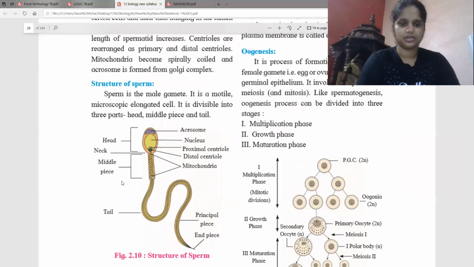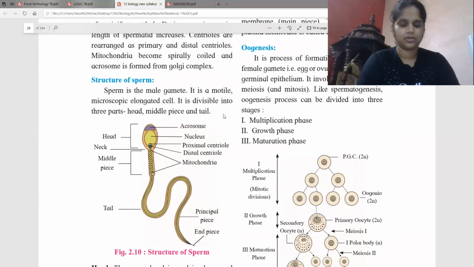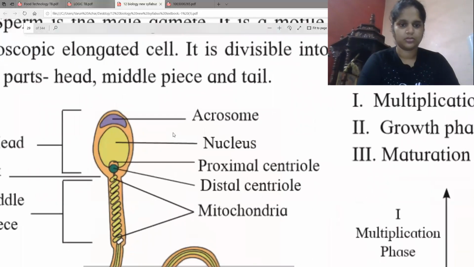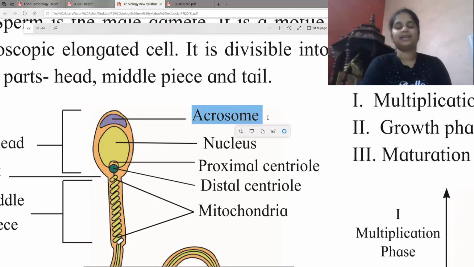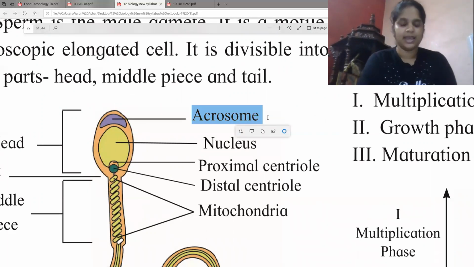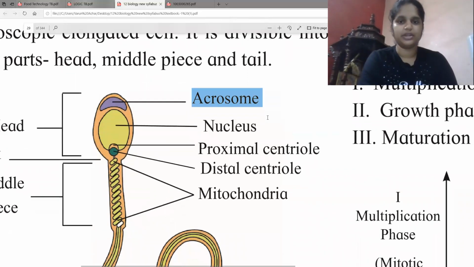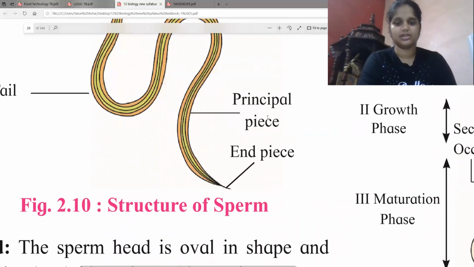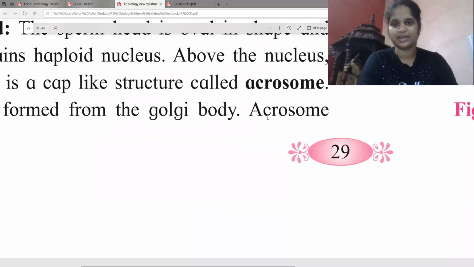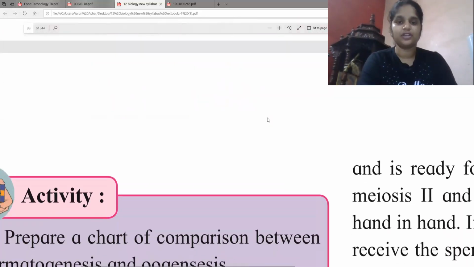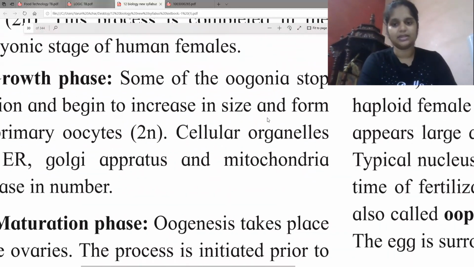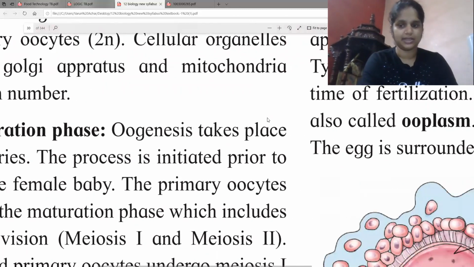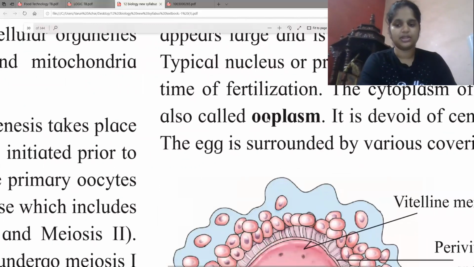So we have the structure over here, acrosome. And this acrosome is responsible for secreting an enzyme, and that enzyme is hyaluronidase. And what will this hyaluronidase do? It is going to break the bond between two corona radiata cells, and because of which they can then easily penetrate inside the ovum. Okay, and that is how the fertilization takes place. So that is about the corona radiata.